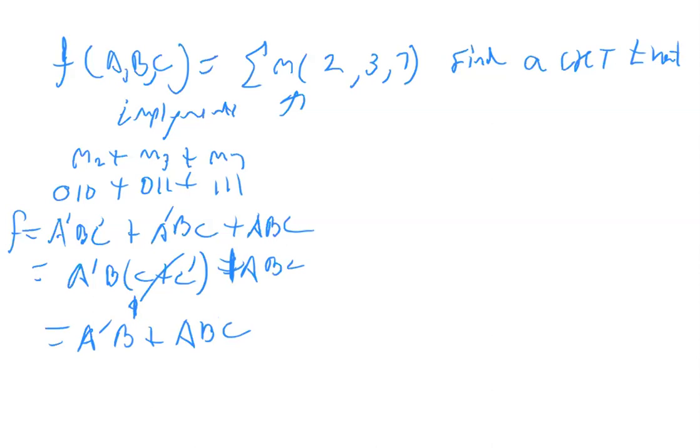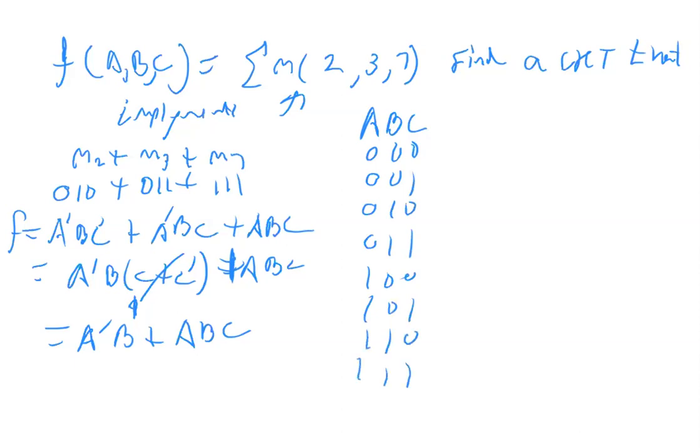Let's write out the truth table. A, B, C. And so we know it's going to be M2, M3, and M7.